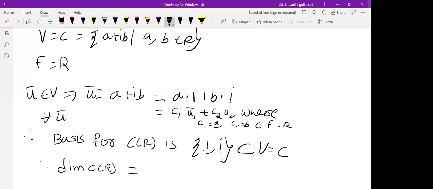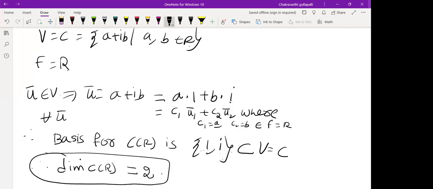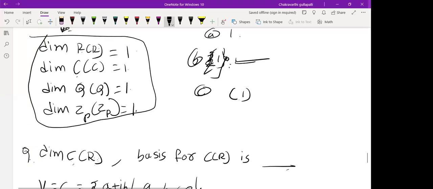how many vectors are there in the basis? 2 vectors. Specifically, if you want to give a name, the cardinality of S, the number of vectors in the basis, is 2. Okay, so C over R is 2, R over R is 1.